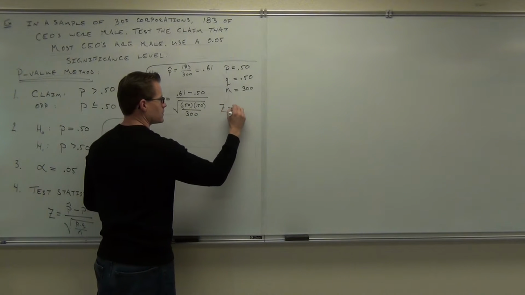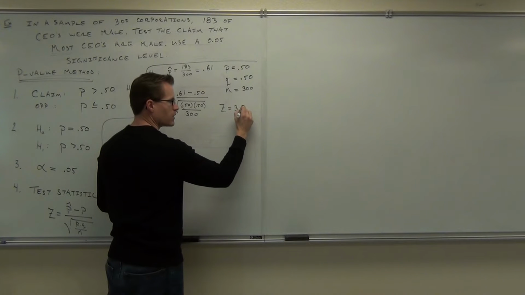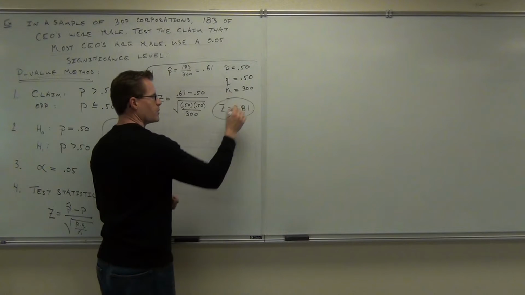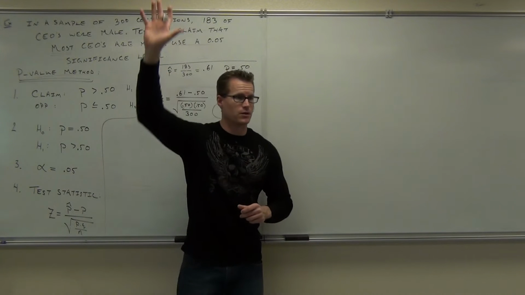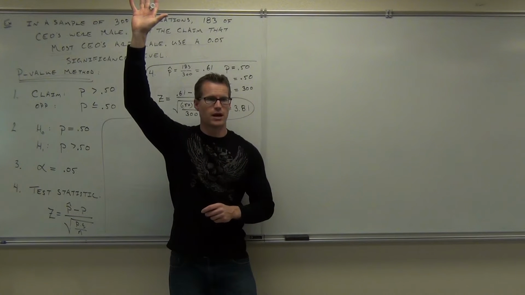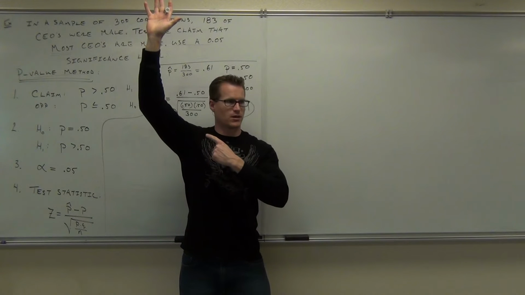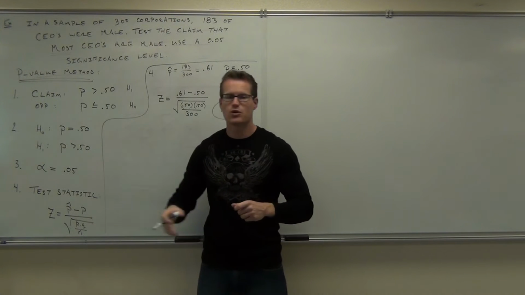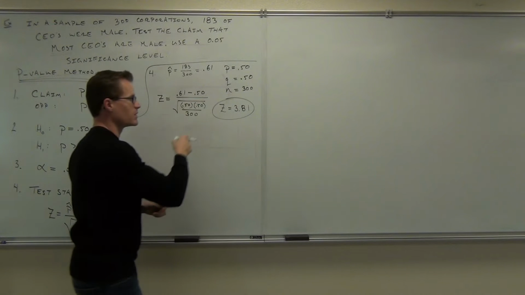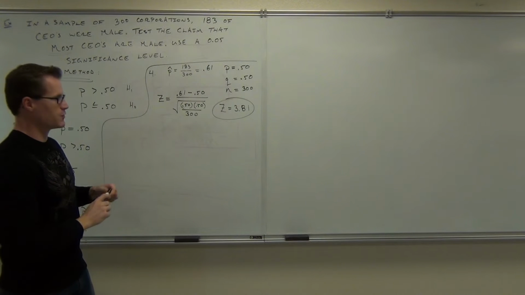3.81. 3.8 what? 1. By show of hands, how many people have a calculator? Raise your hand if you have a calculator. Good. Now keep your hands up. How many people were able to find that if you have a calculator? Good. That's everybody. All right. If you weren't able to find that, you don't have a calculator, you need to see me later to figure that out, if you can't do it on your own.